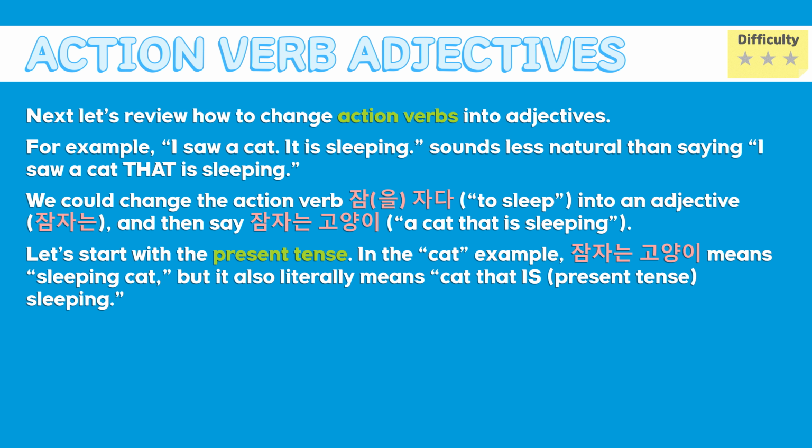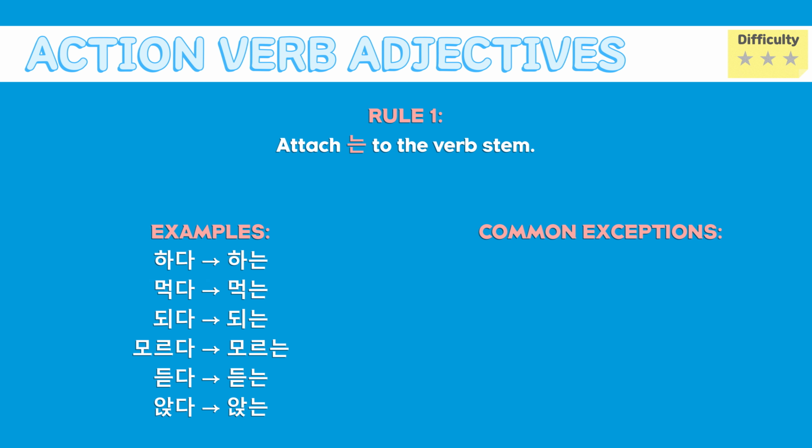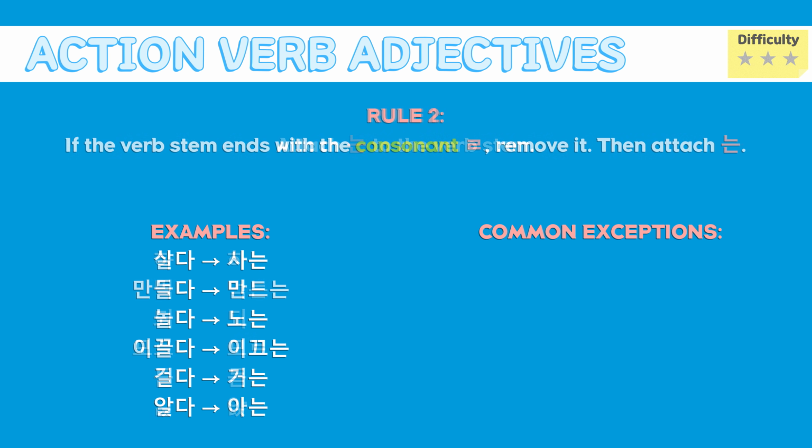Let's start with the present tense. In the cat example, 잠자는 고양이 means sleeping cat, but it also literally means cat that is, present tense, sleeping. Rule 1. Attach 는 to the verb stem. Here are some examples. You can pause the video here. Rule 2. If the verb stem ends with the consonant 리을, remove it. Then attach 는. Here are some examples. You can pause the video here.